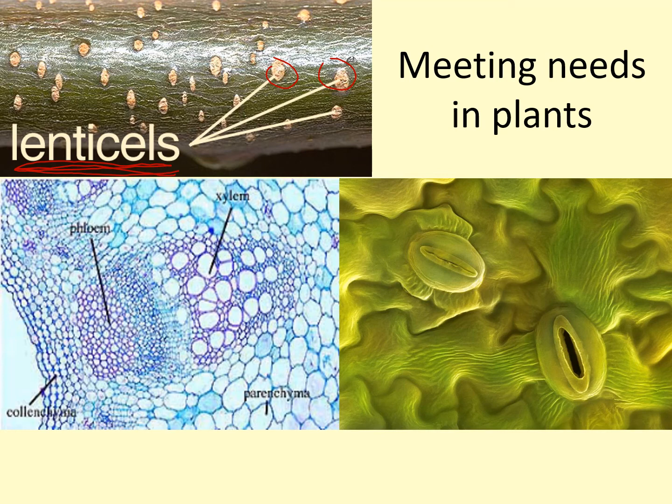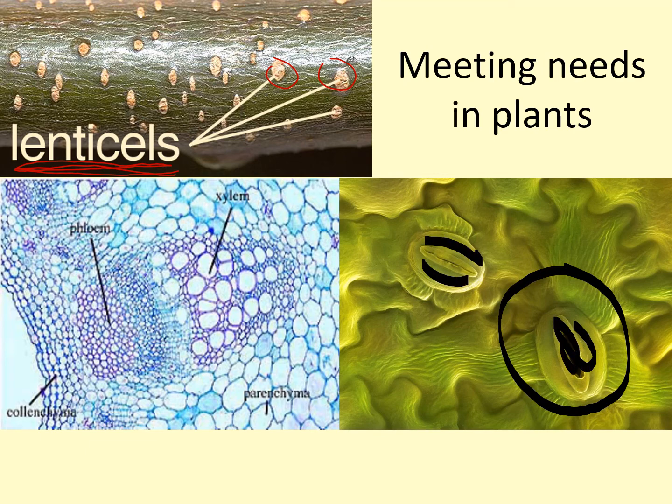Okay, and then obviously on the bottom of the leaves you have the stomata, and these are the guard cells, which control whether the stomata is open or not. The movement of the guard cells opens and closes the stomata.